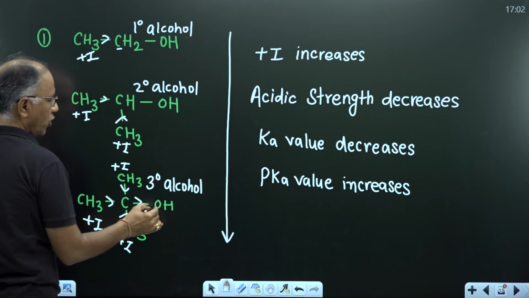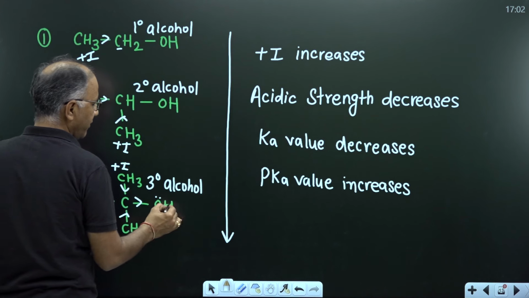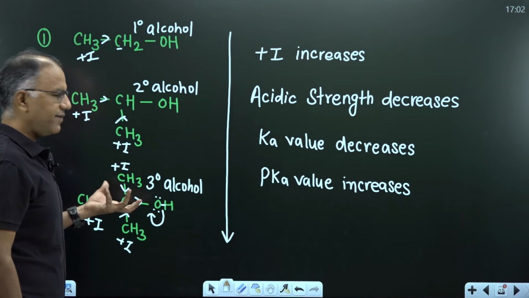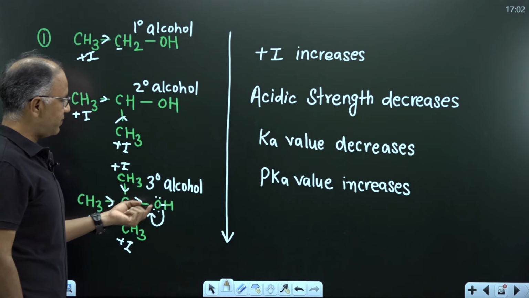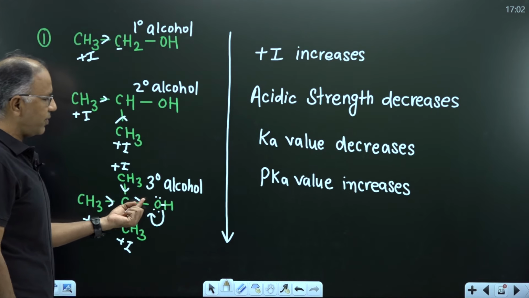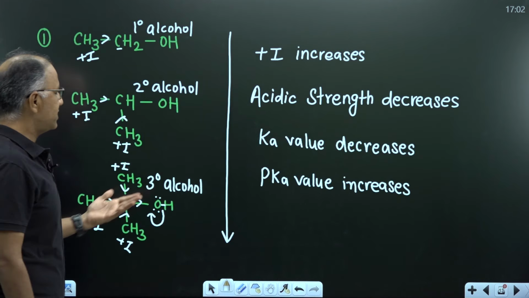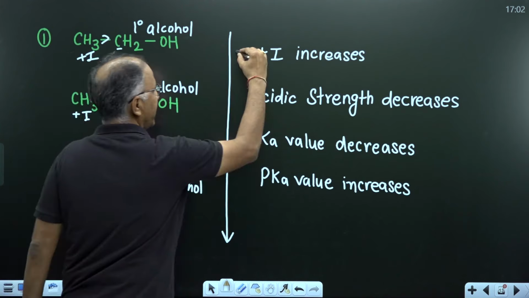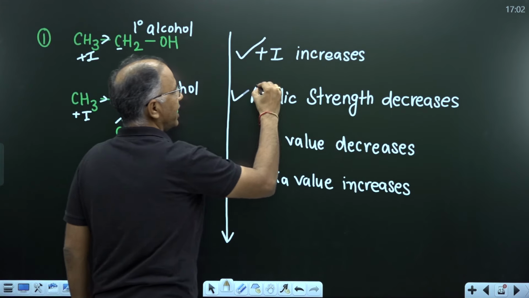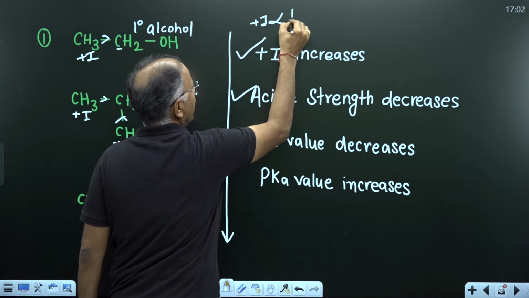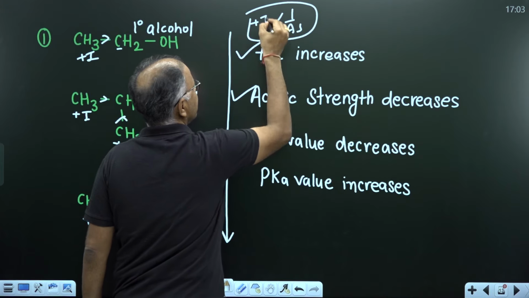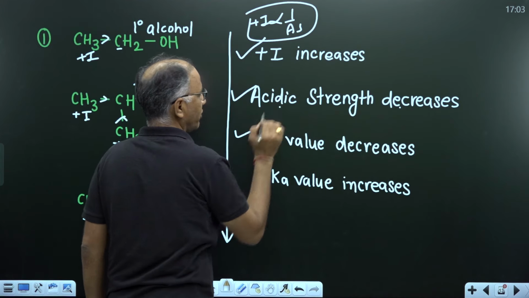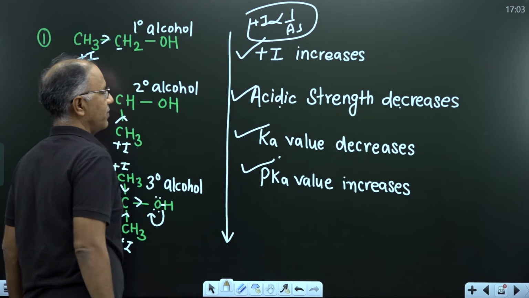More plus I, more will be the electron density on oxygen, means less tendency to abstract this sigma bond. If oxygen has negative charge, it is already electron rich. This means there is less tendency to move this sigma bond toward oxygen. Or we can say more plus I, the more unstable the negative charge. This means plus I increases, acidic strength decreases because plus I is inversely proportional to acidic strength. And Ka decreases because Ka is directly proportional to acidic strength, so pKa value will increase.